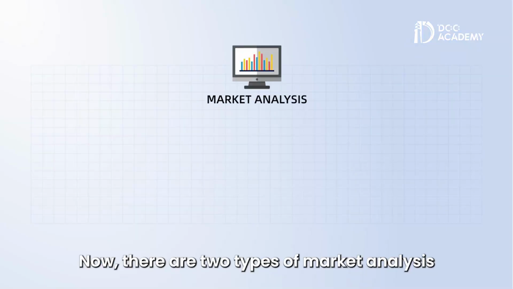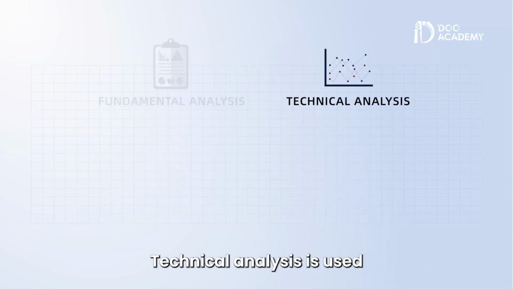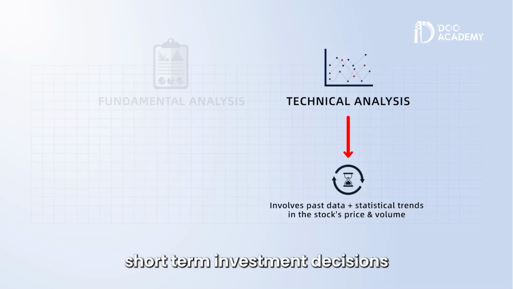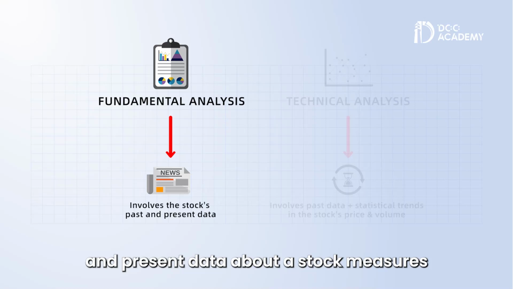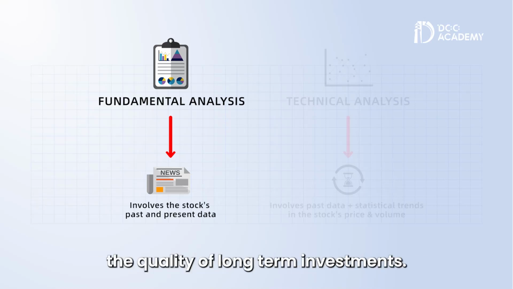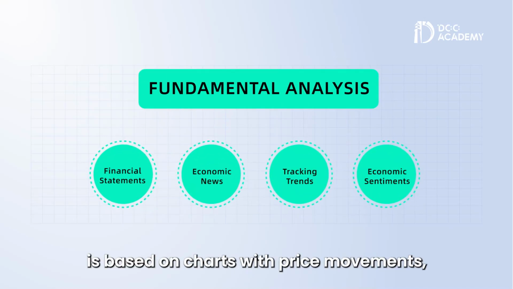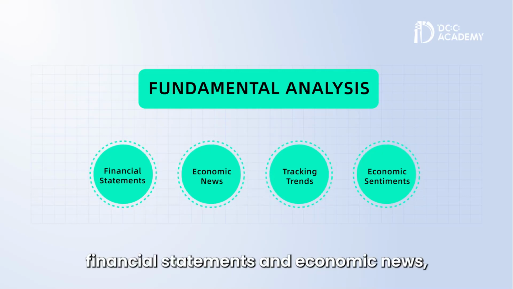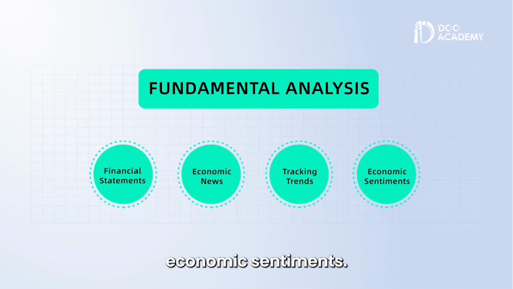Now there are two types of market analysis: fundamental analysis and technical analysis. Technical analysis is used more in the review of short-term investment decisions and involves past data and statistical trends in the stock's price and volume. Fundamental analysis considers both past and present data about a stock, measures the intrinsic value of a security, and is most often used in determining the quality of long-term investments. While technical analysis is based on charts with price movements, fundamental analysis is based on studying financial statements and economic news, tracking trends, and understanding economic sentiments.